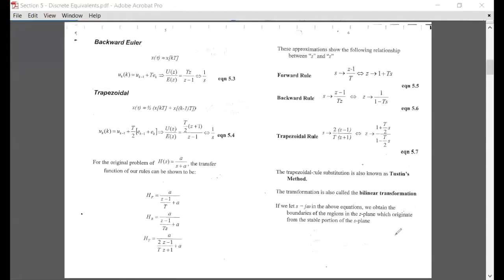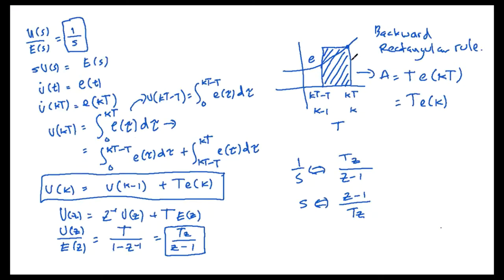Let's look at the last one, which is the trapezoidal rule. And let's go back to my whiteboard. So again, in the trapezoidal rule, the way the area under the curve is approximated is different. So let's erase this and see how the trapezoidal rule will work.